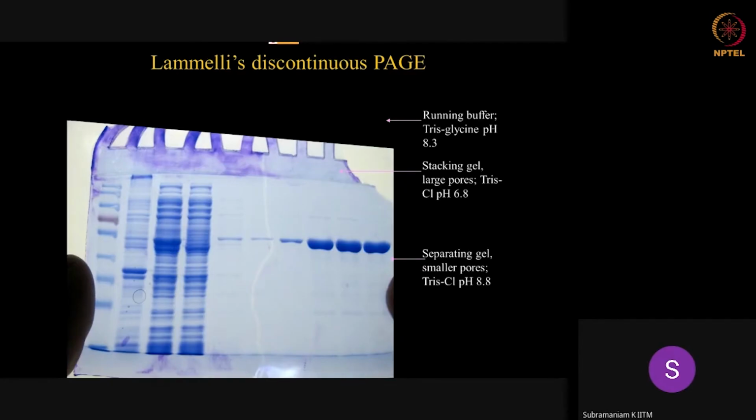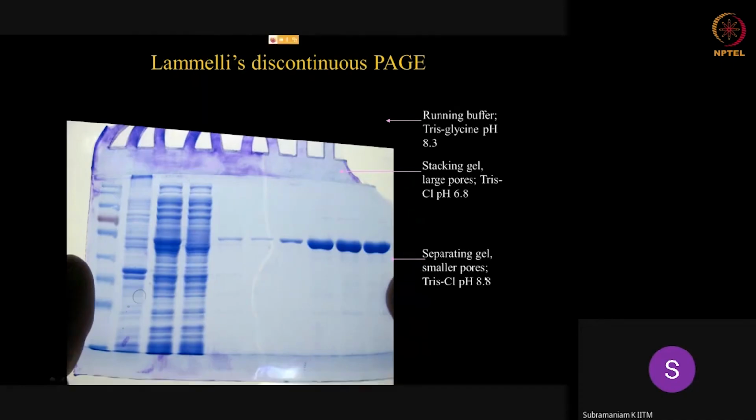In addition, here the acrylamide and bisacrylamide I mixed in a buffer which had a pH of 8.8. Okay, it's a higher pH. And here I have used a lower pH, 6.8. So there is a discontinuity in the proton concentration, hydrogen ion concentration as well. And the buffer used for making these two gels is tris HCl. Okay, tris is the base and HCl is the acid group here. So we simply call it tris Cl, tris chloride or tris HCl or whatever.